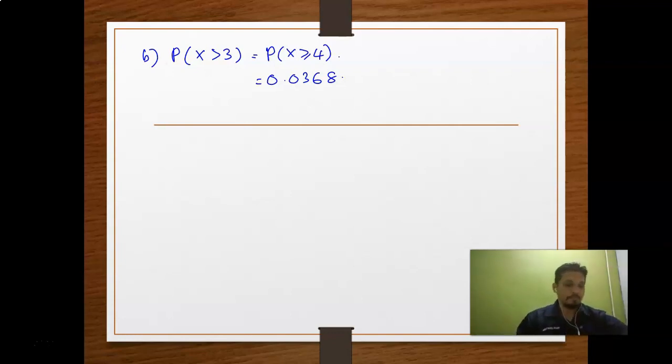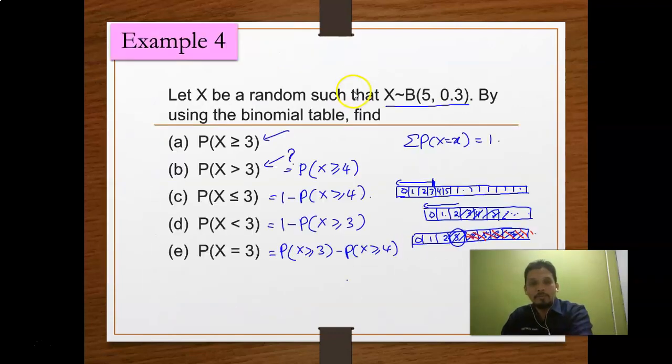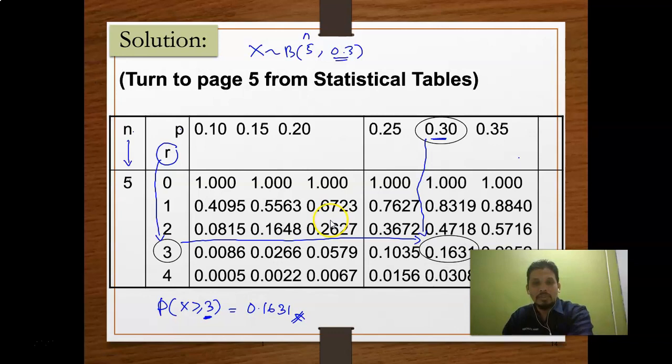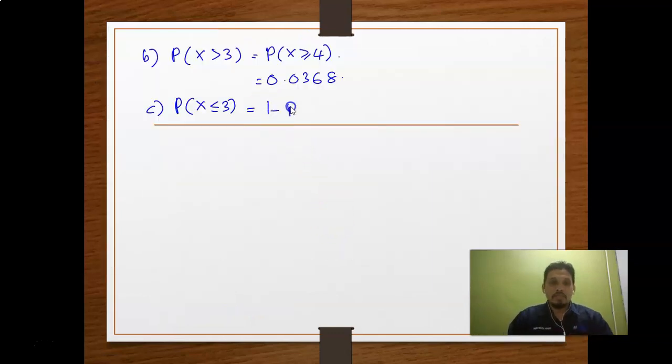Okay, now the next question, C, probability of x less than or equal to 3. Okay, so I did show to all of you before this one here. Okay, x less than or equal to 3 is all here. So you may refer to this when I discuss all this question here. Okay, it is 1 minus probability of x greater than or equal to 4, and is 1 minus 0.0308, sorry here, equal to 0.9692.